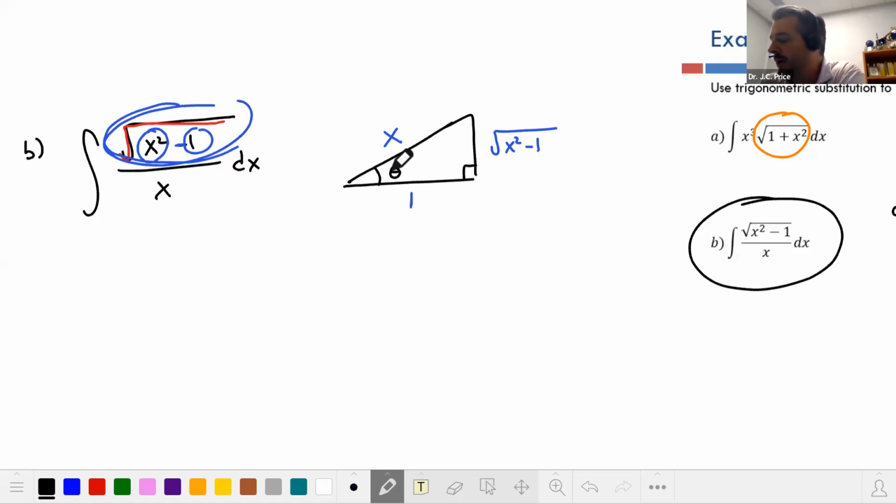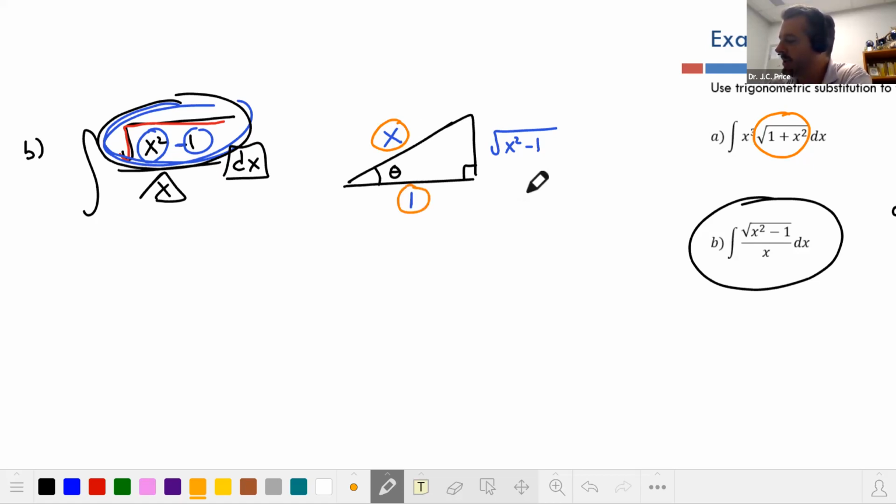And so now what? I want to do a trig sub. So I've got to figure out what x is, I've got to figure out what this square root of x squared minus 1 is, and I've got to figure out what dx is. To do that, I just come over to my right triangle and pick the easiest sides involving x. So x and 1. And so I'm going to do my old SOHCAHTOA.